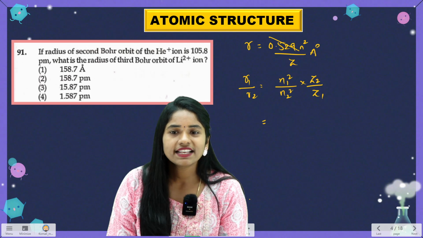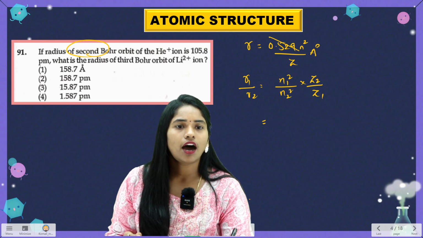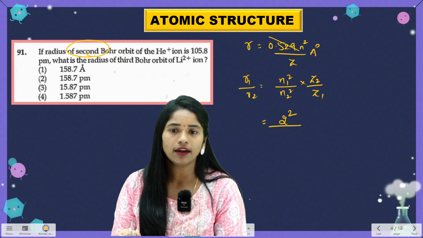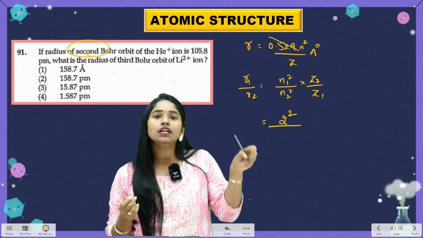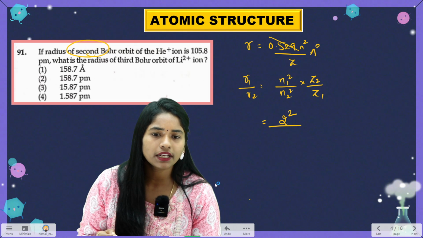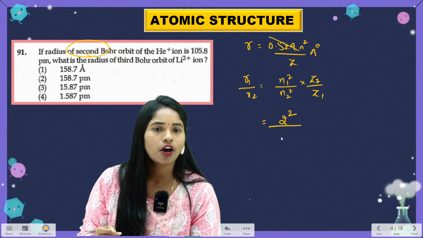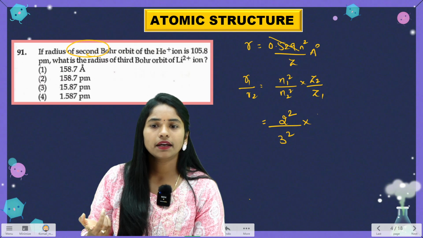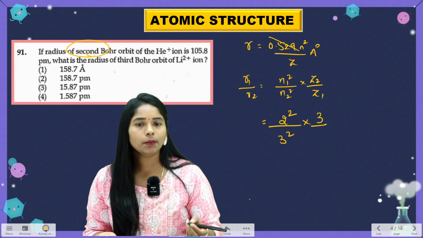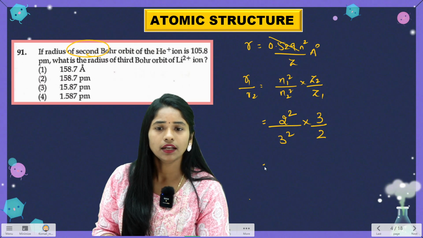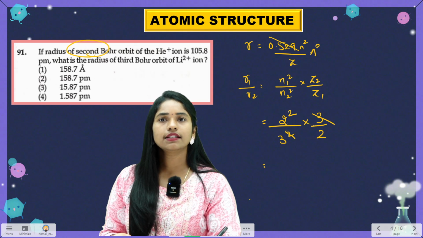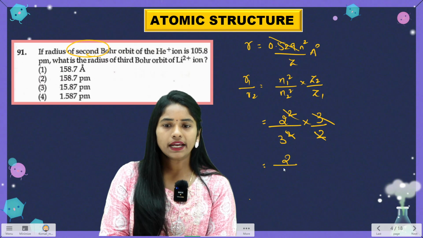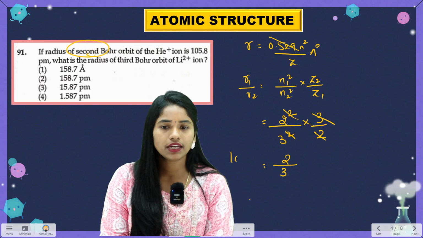Now what is N1, students? That is how many Bohr? Second Bohr orbit. So 2 square. And what is N2? Third Bohr orbit. What is the third Bohr orbit? Can you tell me? 3 square, correct? N value 3. Lithium atomic number is 3 and helium atomic number is 2. Am I right? Now 3 will be cancelled, and here 2 will be cancelled. Then 2 by 3. Then what is R1 given in the question?